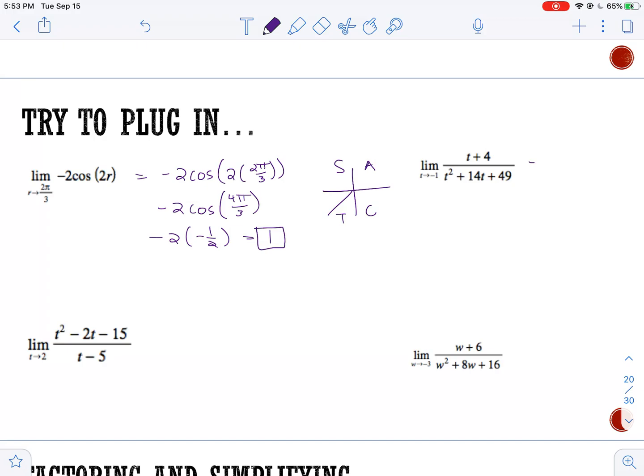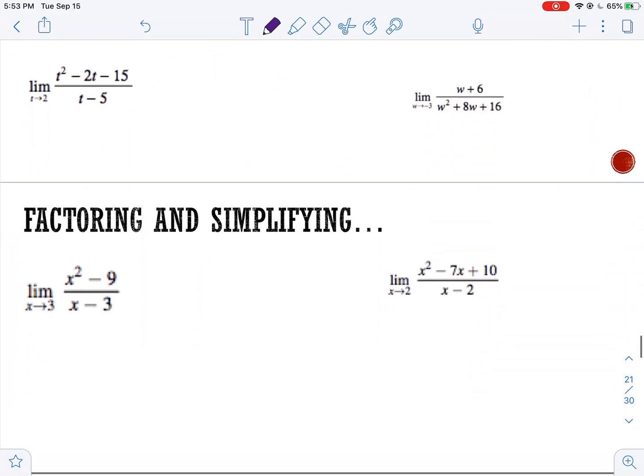Let's look at the one next door. What's the limit as x is getting closer and closer to negative 1? So if I plug in negative 1, that'd be negative 1 plus 4 over 1 minus 14 plus 49, which would be 3 over negative 13 plus 49 would be 36. So this would be 1/12. All right, you guys try the bottom two, and then you can check your work against the finished notes from class today.